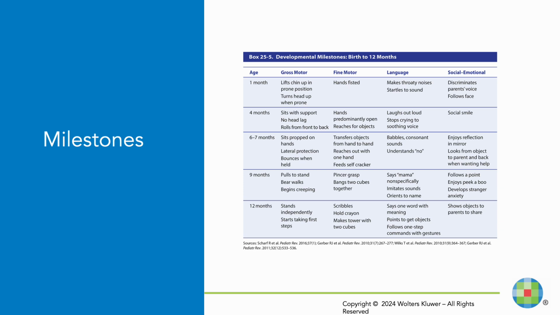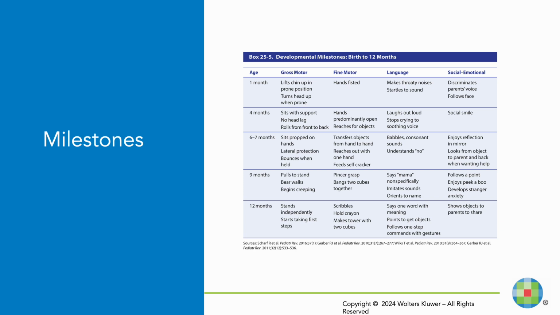Gross motor, at 1 month of age, the child should lift their chin up in the prone position. They should be able to turn their heads up when prone. They're able to fist their hands. They can start to make some subtle sounds. And there's also a discriminate recognition of the parent's voice. Maybe they can follow the face.